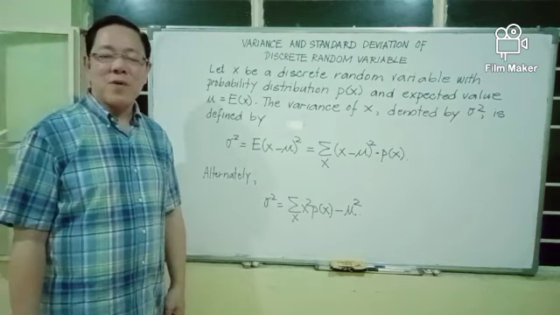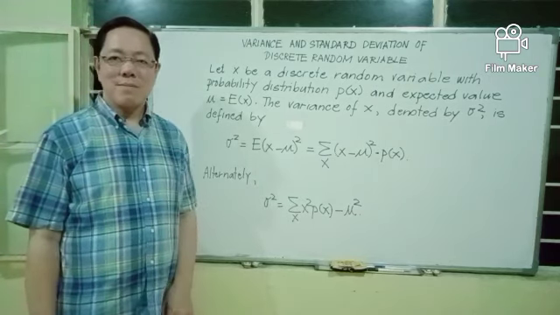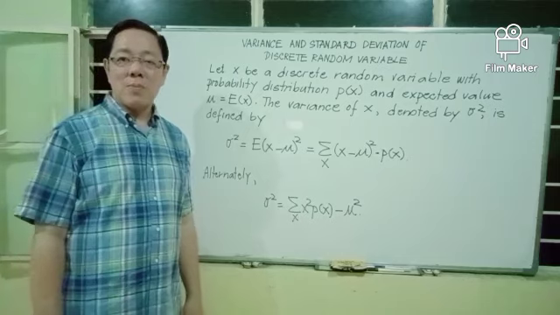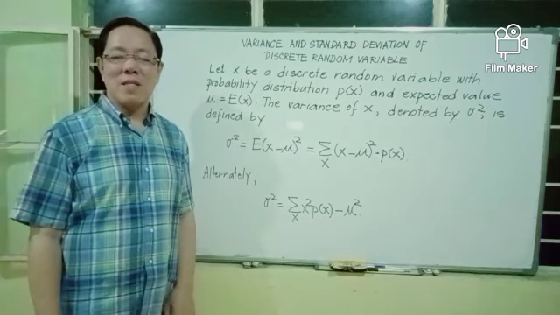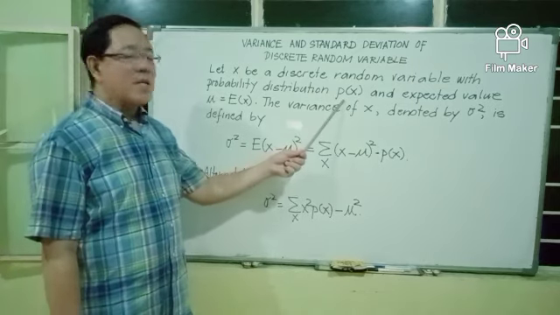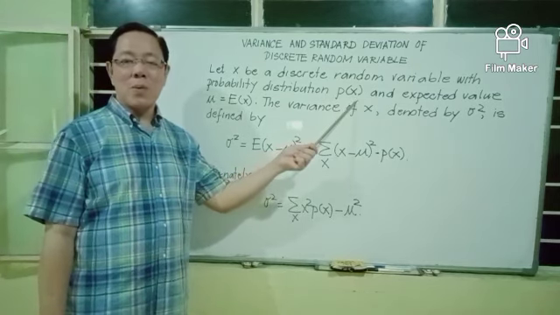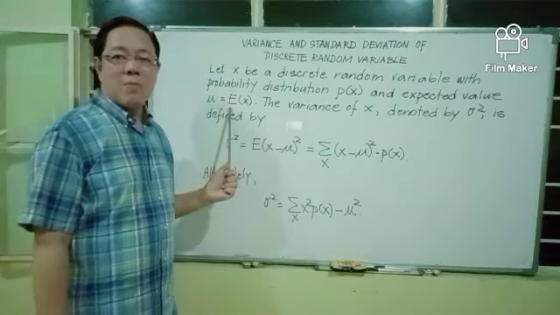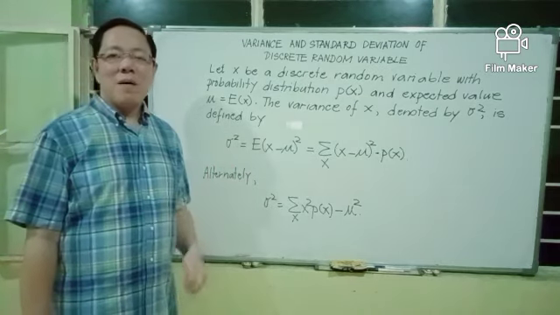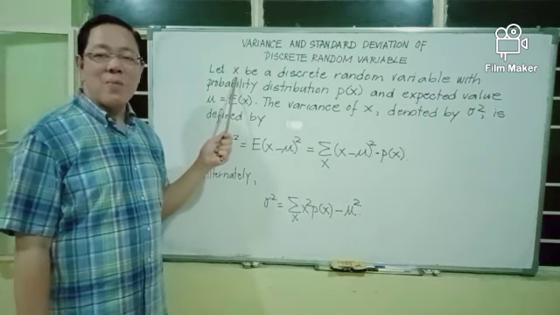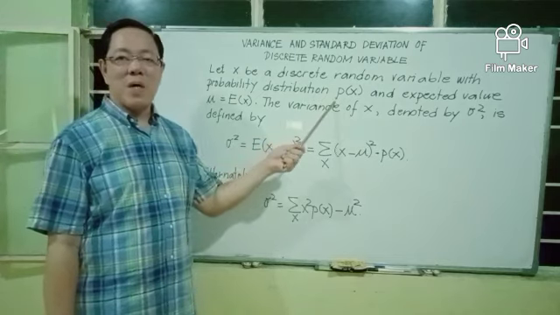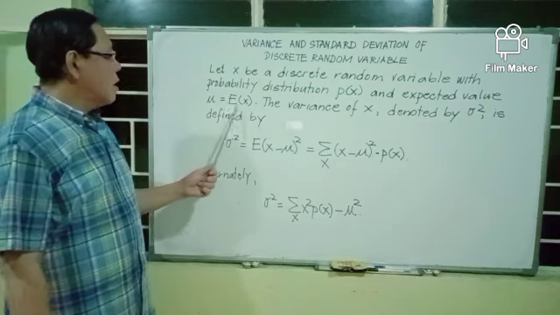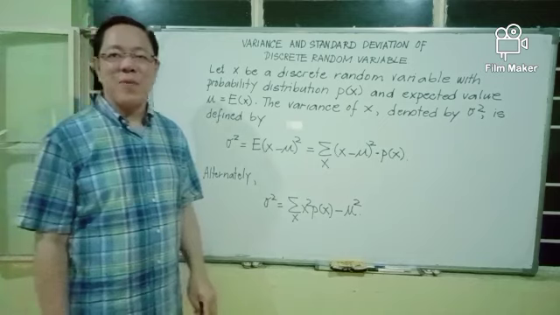Based on this definition, for you to be able to obtain the variance of a discrete random variable x, you should know the possible values of x and the corresponding probability for each value of x. The expected value denoted by the Greek letter mu may also be given, but if you are given the values of x and their corresponding probabilities, then you can easily compute the expected value of x using this formula.